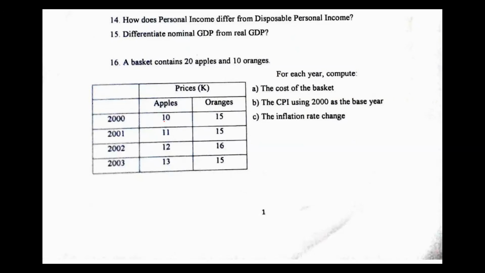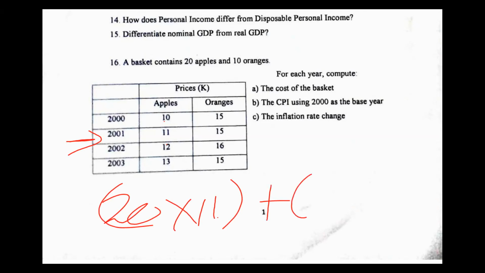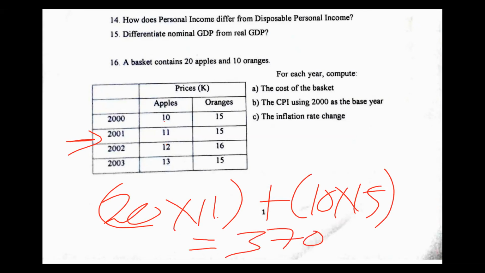Let's say the nominal GDP for 2001 will be 20 times 11, plus 10 times 15. What is the nominal GDP? It's coming to 370. Okay, so this is 370, the nominal GDP.